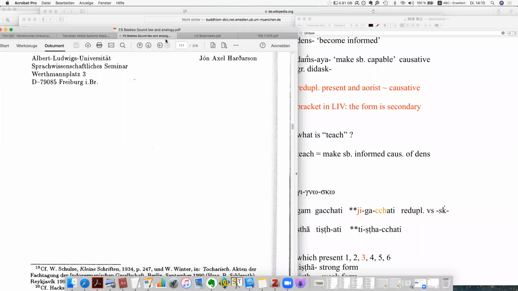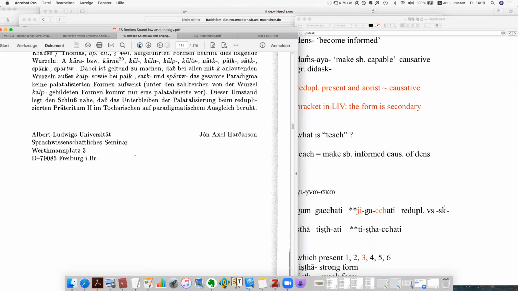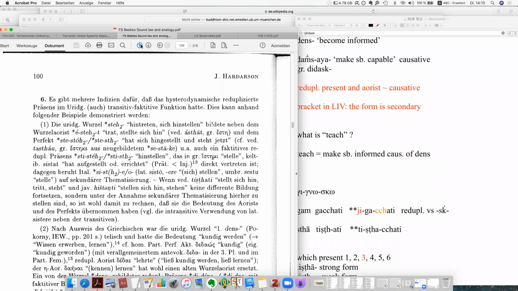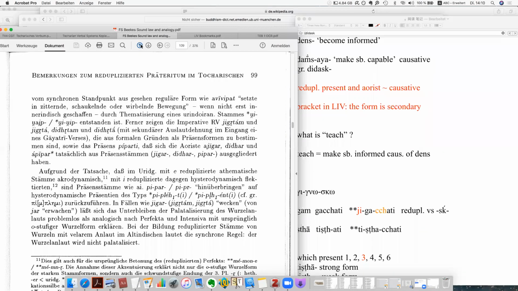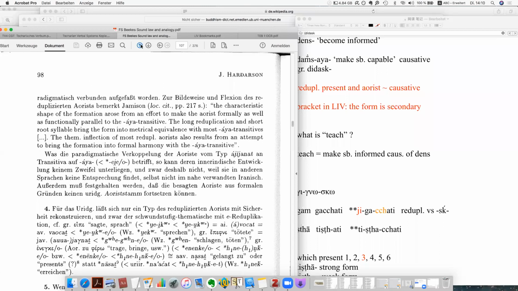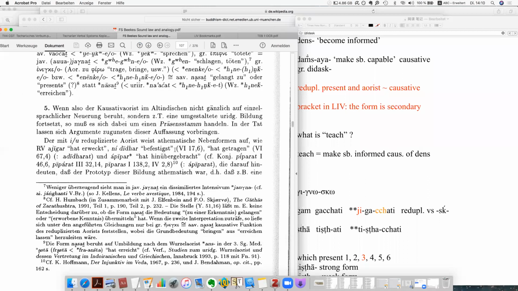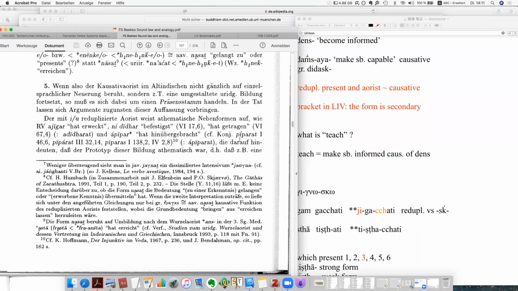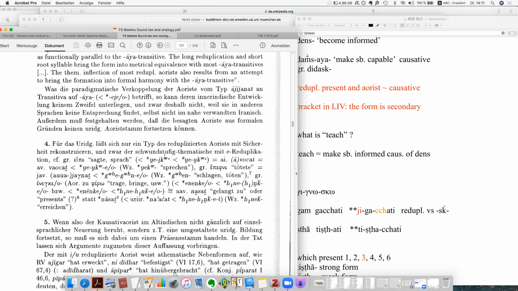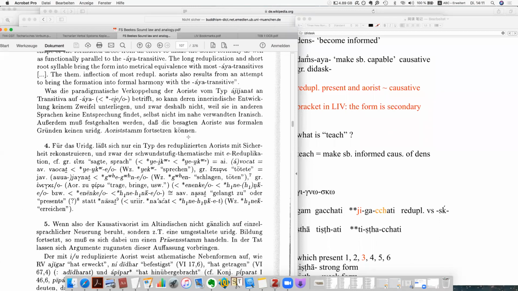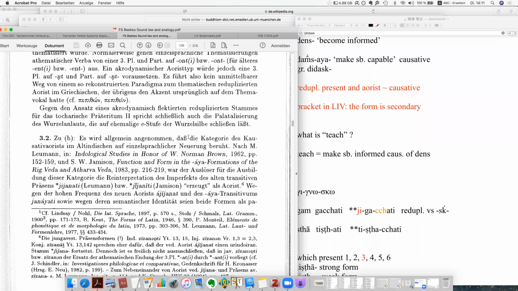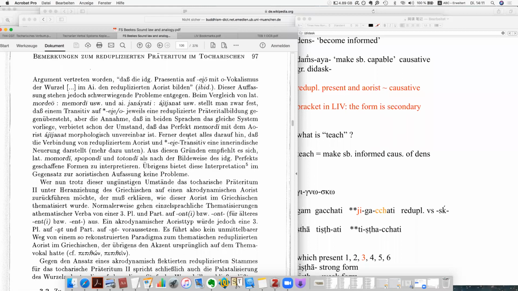So wait a minute. The PDF file is a little bit slow. I think I'll first give you a Greek example probably. Wait a minute.